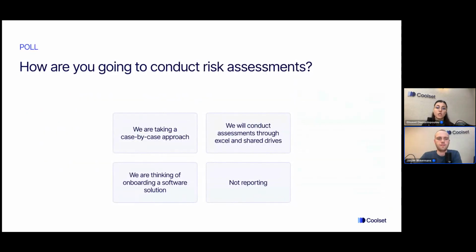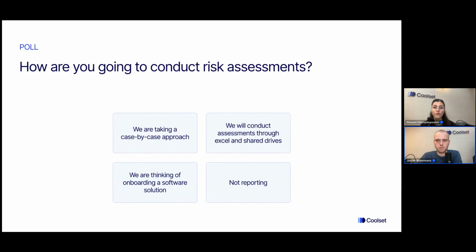Now, before we move on to the Q&A, we're gonna ask you one last question, and this is: how are you thinking of conducting your risk assessments? So, are you taking it on a step-by-step, case-by-case approach, so you don't have a streamlined process yet? Are you thinking of conducting assessments through Excels, drives, and emails, or are you thinking of onboarding a software solution, maybe? And lastly, maybe you're not reporting, of course.